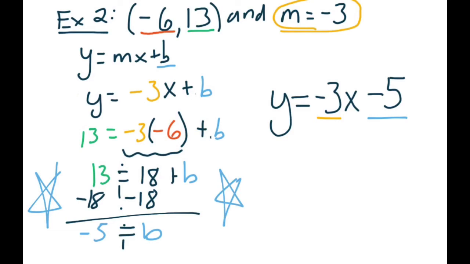And then I rewrote my equation. So I have y equals -3x minus 5. That's the equation of the line with the slope of -3 through the coordinate -6, 13. The x and the y are going to stay just x and y. Even though we substituted earlier, they need to go back to x and y. In the end, we just had our slope and our y-intercept that we solved for in the equation. So y equals -3x minus 5 is the answer for that problem.